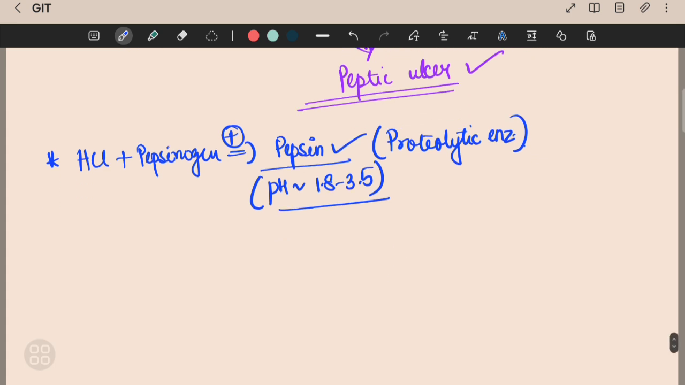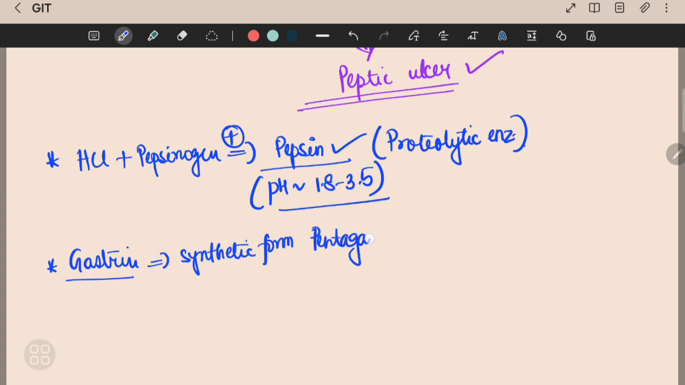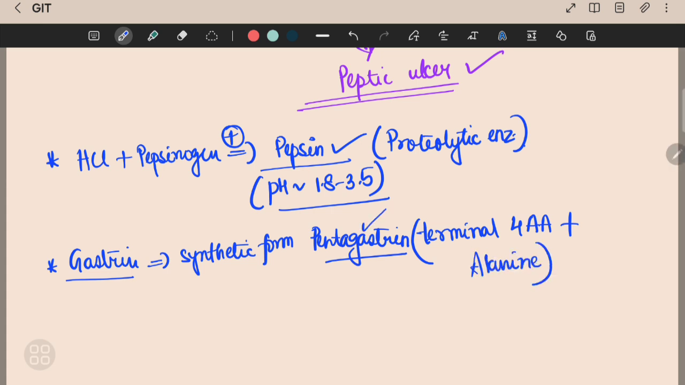Then other molecules are there, like gastrin, cholecystokinin, and secretin. These are larger polypeptides, they have higher molecular weights, and they have specific functions. We were discussing the gastrin hormone. This local hormone has a synthetic form that was developed, called pentagastrin, which is composed of the terminal 4 amino acids of natural gastrin plus an additional amino acid, alanine. It has similar properties to natural gastrin, only remember it's a synthetic form.